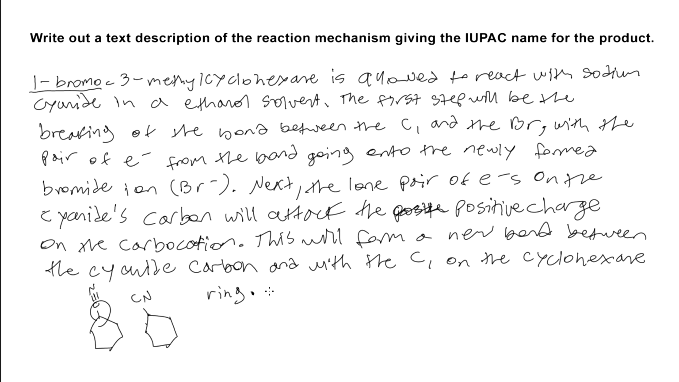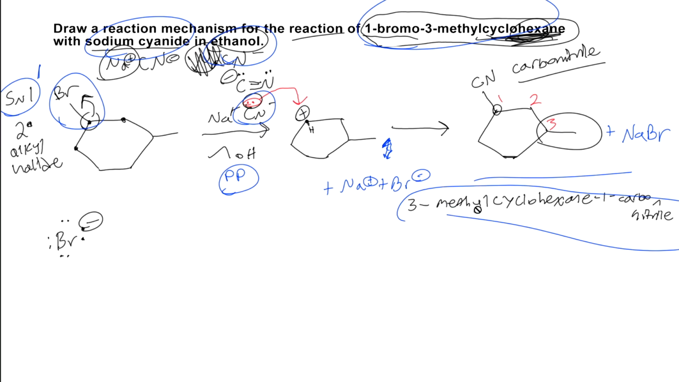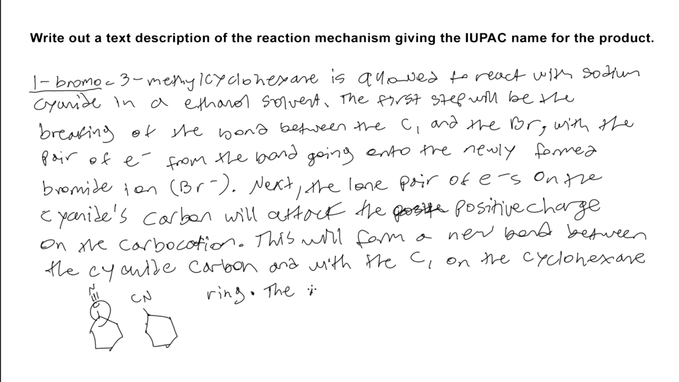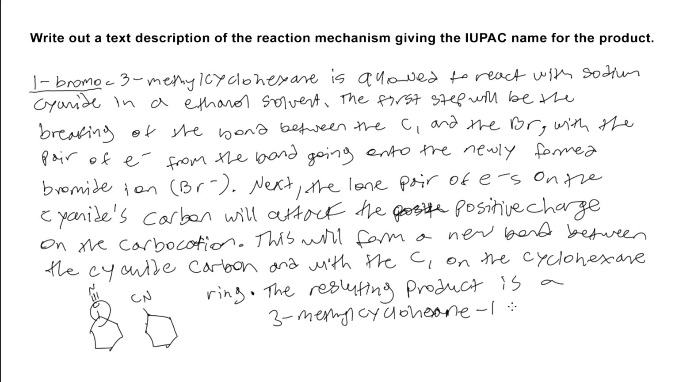Then we just have to state the product that we get, which is going to be naming this, which we also did on the other slide, which is 3-methyl-cyclohexane 1-carbonitrile. We could say the resulting product is a 3-methyl-cyclohexane 1-carbonitrile. So this is our entire text description written out.